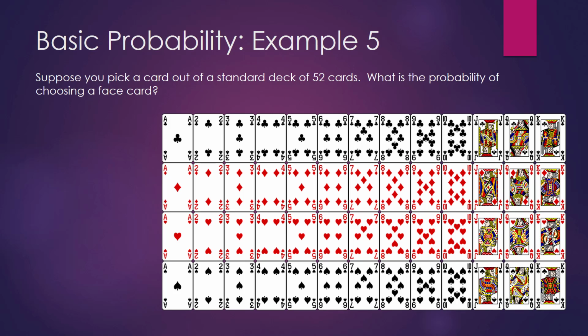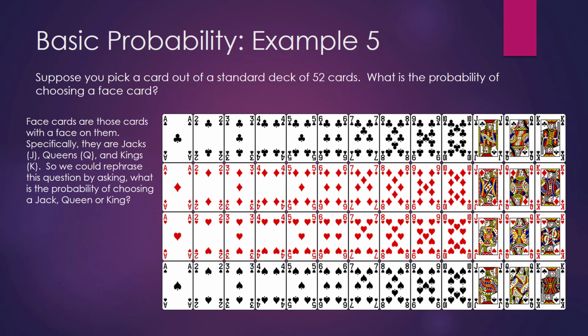Suppose you pick a card out of a standard deck of 52 cards. What is the probability of choosing a face card? If you are unfamiliar with cards, face cards are those cards with a face on them. Specifically, they are jacks, denoted by a J, queens, denoted by a Q, and kings, denoted by a K. So we could rephrase this by asking, what is the probability of choosing a jack, queen, or king?